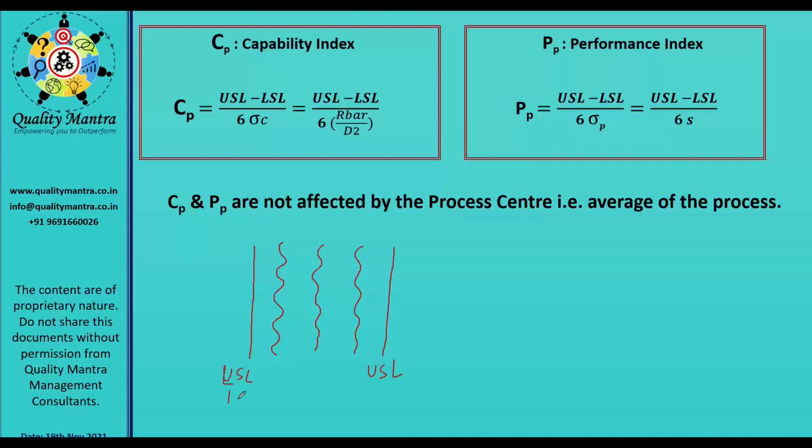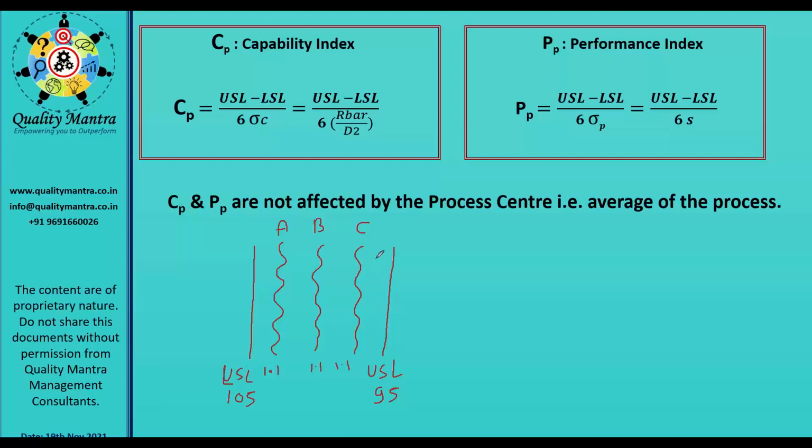Now just consider this upper specification limit as 105 and lower specification limit as 95, and the standard deviation for process A, process B and process C, the standard deviation that you calculated, is 1.1. So the standard deviation is 1.1 for this, 1.1 for this, and 1.1 for this case also.